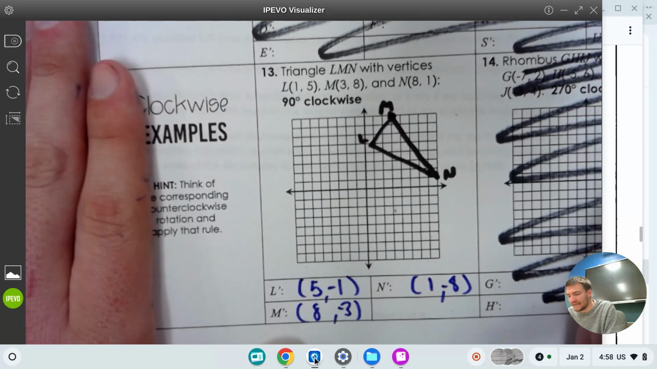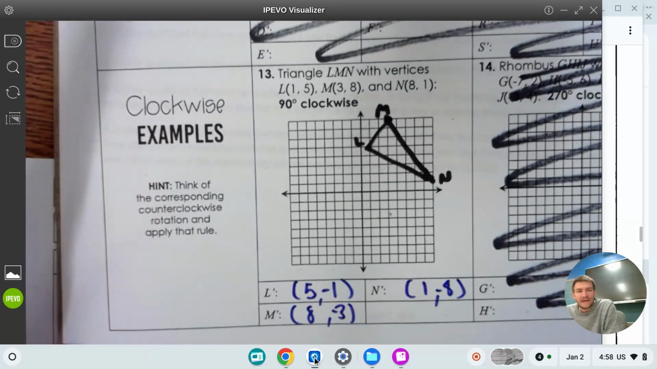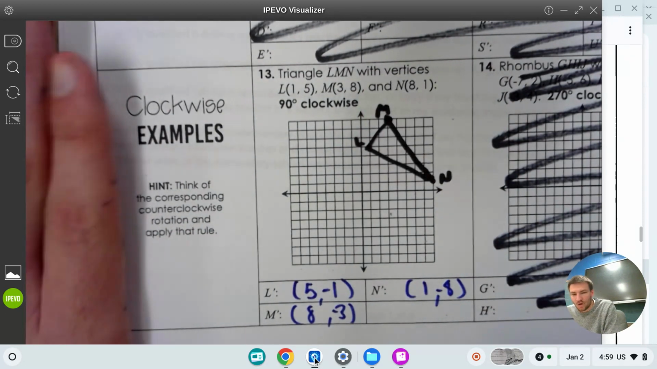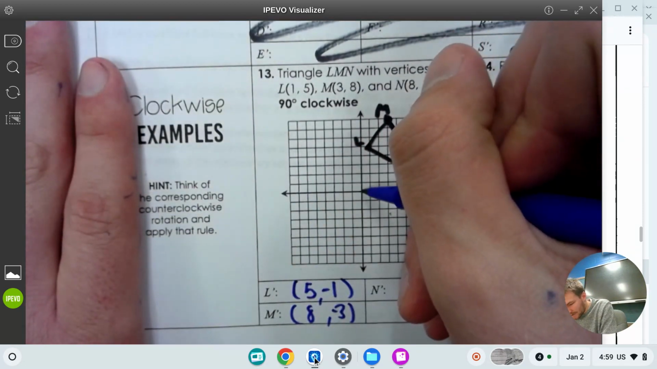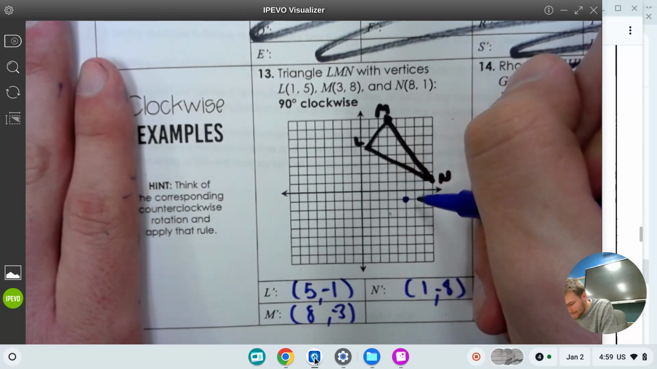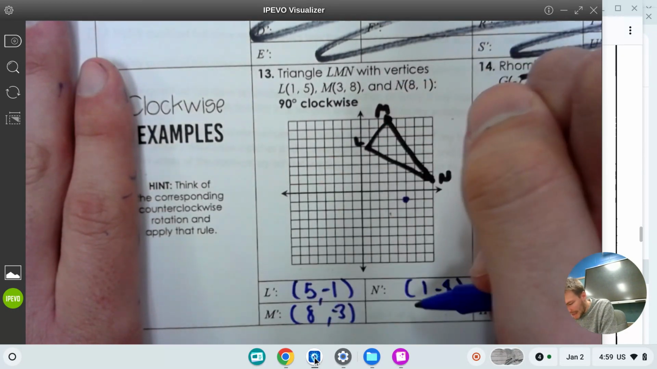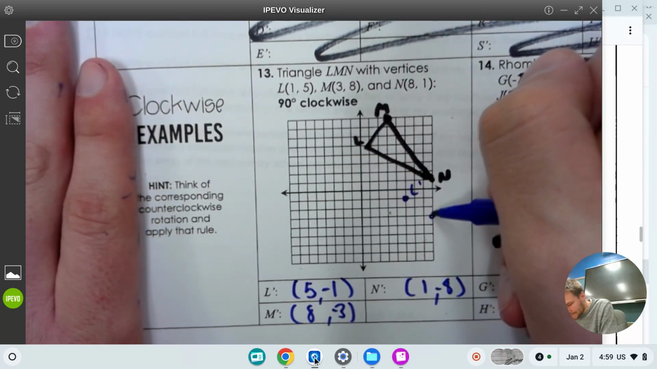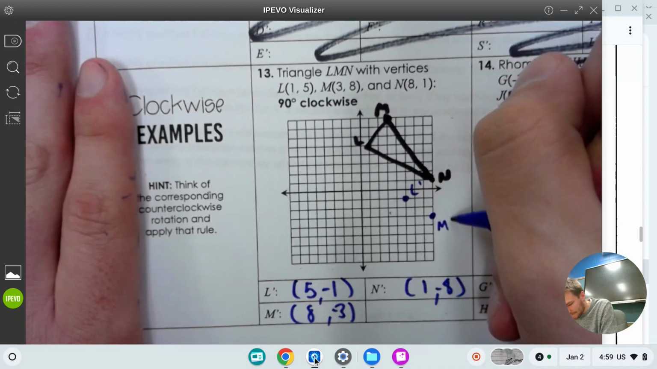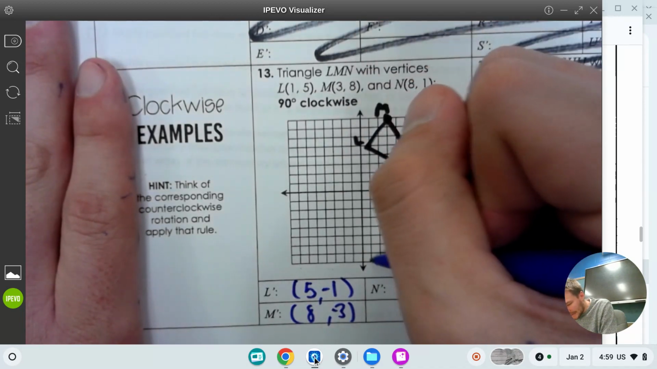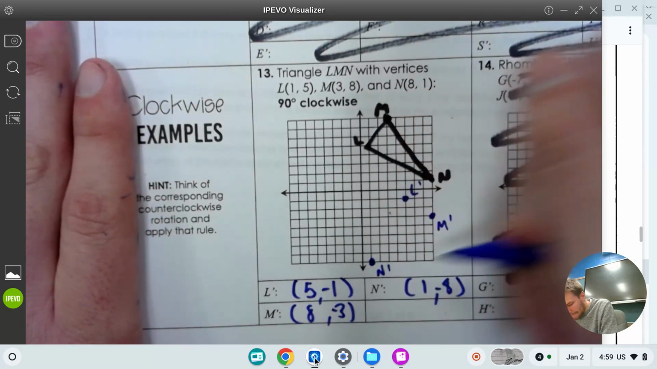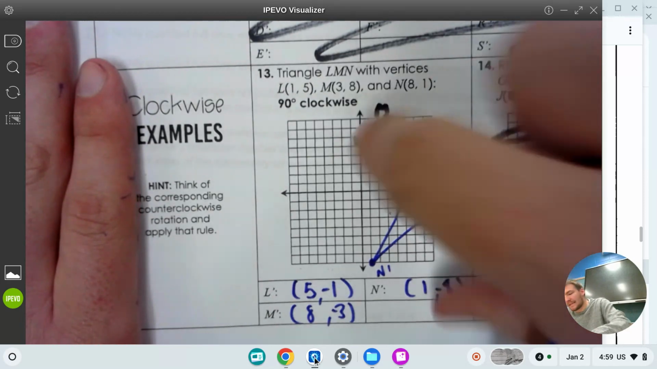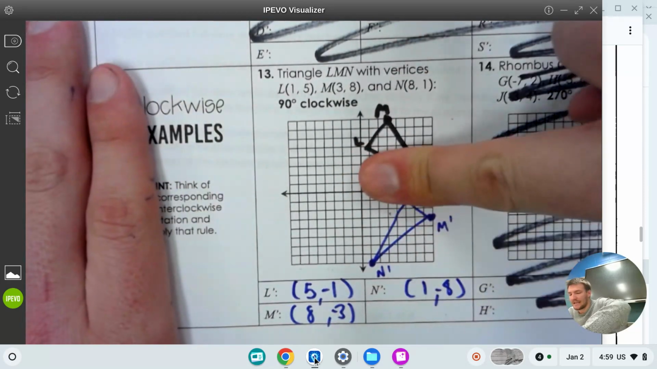And for all of these, you're drawing these pictures, so if you get one wrong, you're gonna know. It's gonna look ugly. It's gonna be noticeably wrong. So let's see here. 5, negative 1. L prime. 8, negative 3. And 1, negative 8. Is this the same piece of pizza that has been spun 90 degrees in this direction?